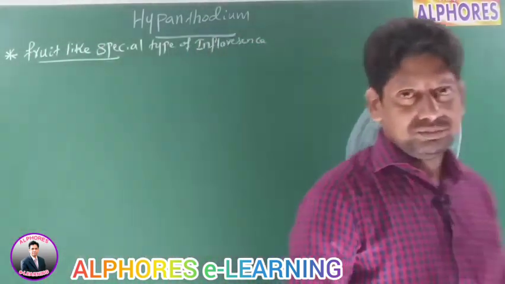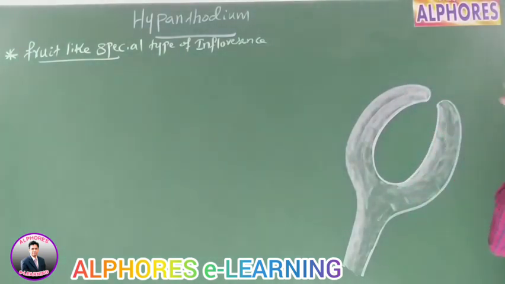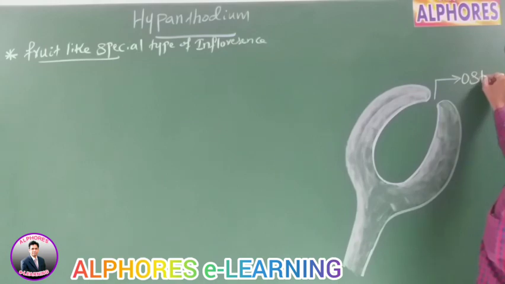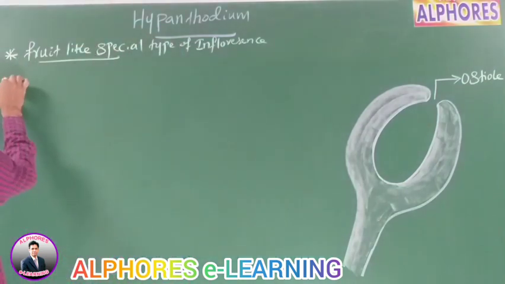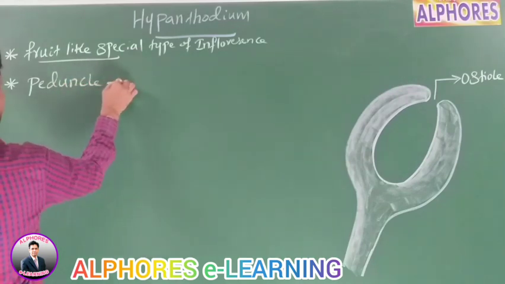Sir, what I have drawn here is nothing but the peduncle. I am speaking about hypanthodium inflorescence. In hypanthodium inflorescence, this peduncle stores food materials, becomes fleshy, and forms a deep cup-like structure with an apical opening. See the diagram. Who formed the deep cup-like structure? The peduncle. This apical opening is called the ostiole. What is this apical opening called? Ostiole. Therefore, in hypanthodium inflorescence, the peduncle stores food.